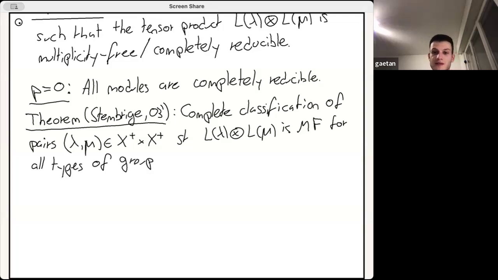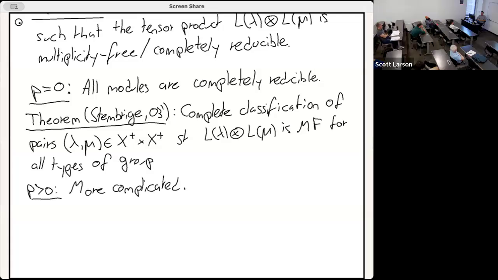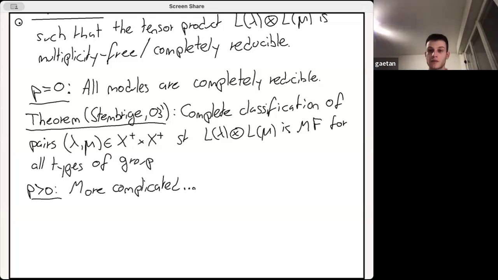In positive characteristic, well, it's a bit more complicated. So the first thing is we have some non-trivial extensions of simple modules. So the category of finite dimensional G modules is not semi-simple. So not all the modules are completely reducible. And for the multiplicity freeness question, it's also a different question than the one in characteristic 0. But we have some results, and that's really the main topic of this talk.